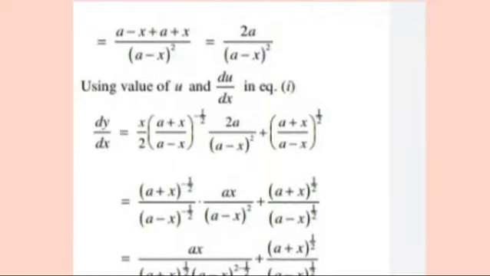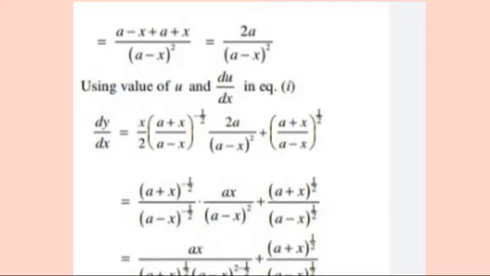Now simple calculation: a minus x plus x, minus x plus x cancel out, only 2a left behind, 2a over (a minus x) whole square, using the value of u and d over dx in equation 1. So we can write dy over dx is equal to this one. So it can be written as (a plus x) to the power minus 1 by 2 over (a minus x) to the power minus 1 by 2, times 2a over (a minus x) square, plus (a plus x) to the power 1 by 2 over (a minus x) raised to power 1 by 2.